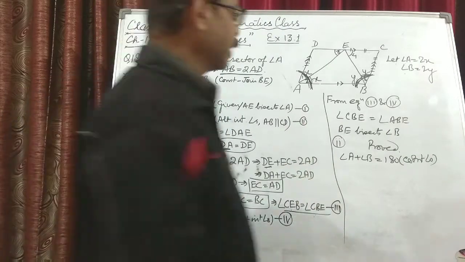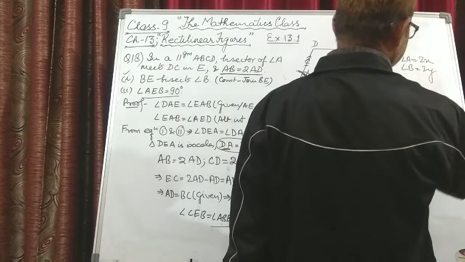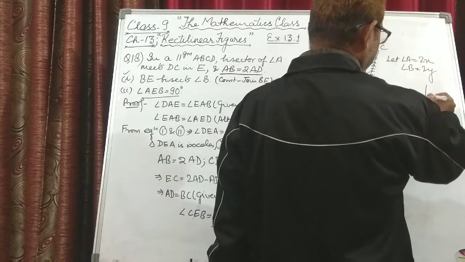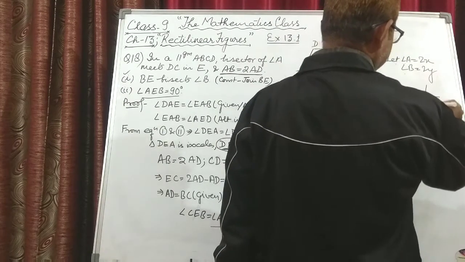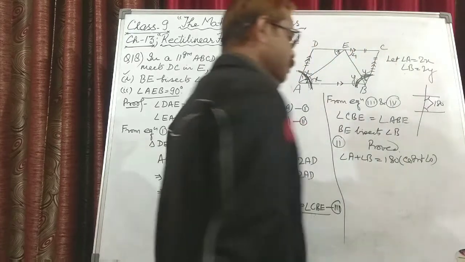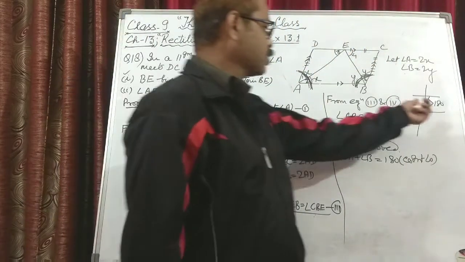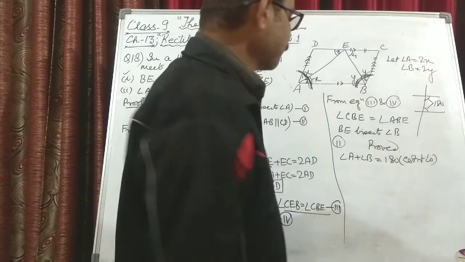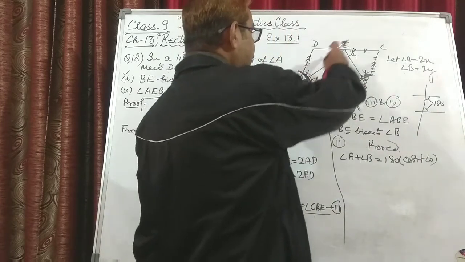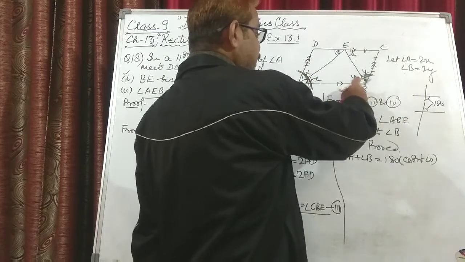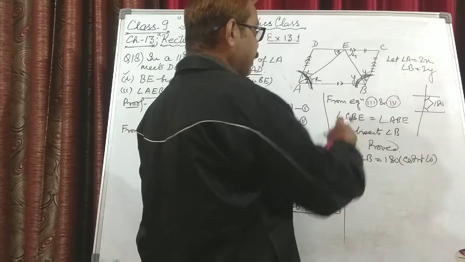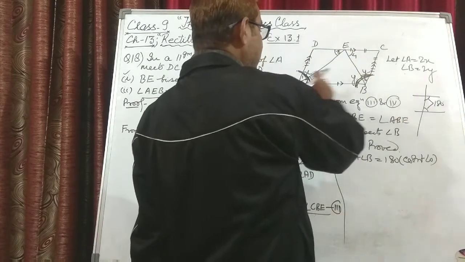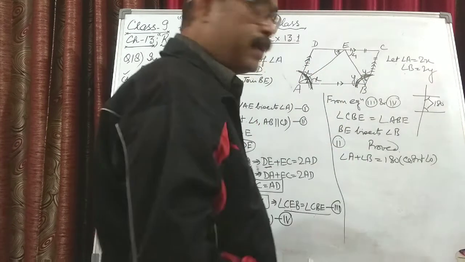We know that when two parallel lines are intersected by a transversal, these angles are co-interior angles and they are supplementary, or their sum is 180 degrees. So according to this theorem, we can say angle A plus angle B is equal to 180 degrees. Angle EAB is the bisector of angle A and angle EBA is also the bisector of angle B.